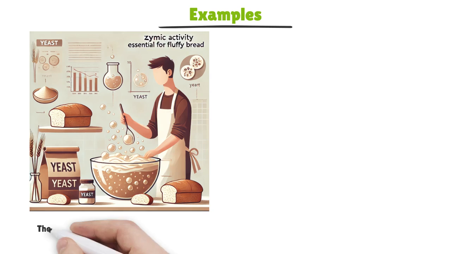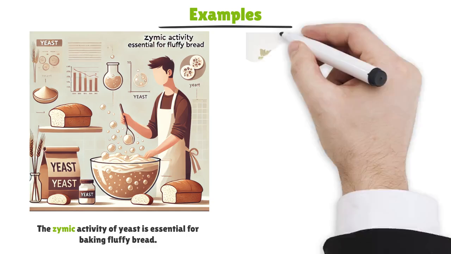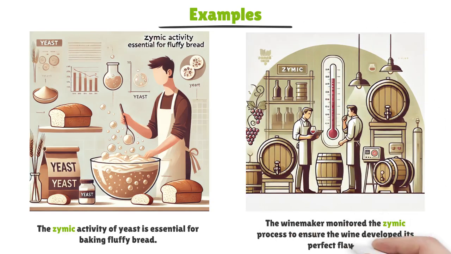The zymic activity of yeast is essential for baking fluffy bread. This highlights its role in baking. The winemaker monitored the zymic process to ensure the wine developed its perfect flavor. This emphasizes its importance in fermentation.